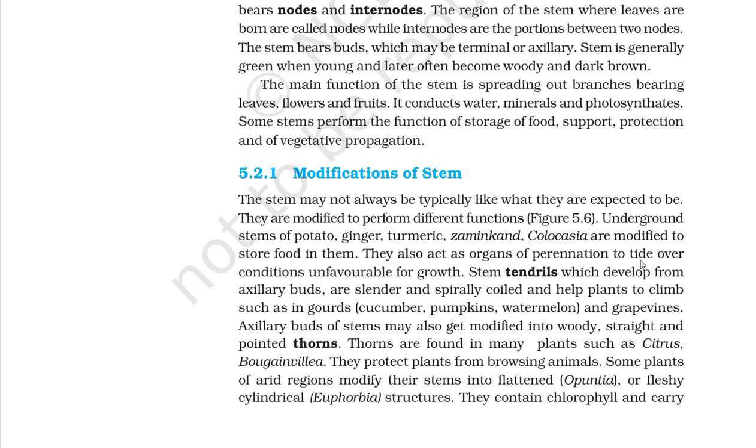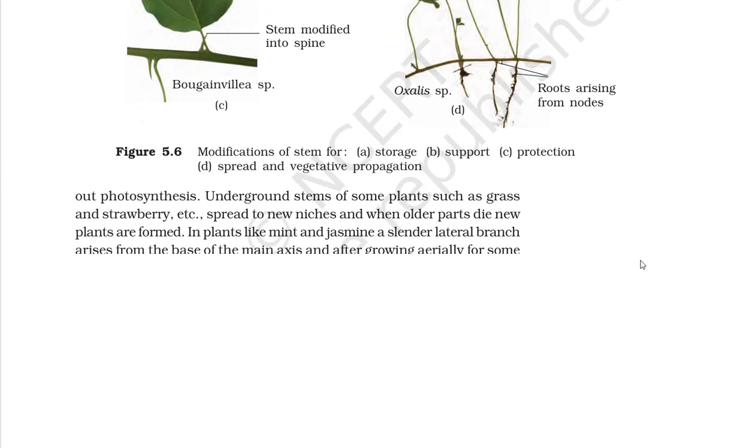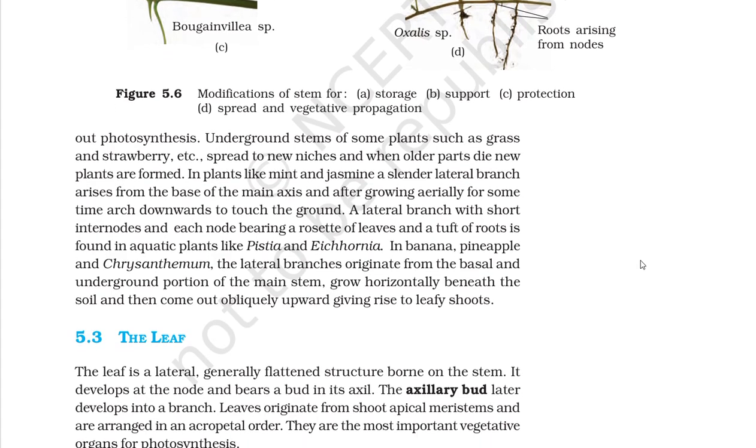Some plants of arid regions modify their stems into flattened Opuntia or fleshy cylindrical Euphorbia structures. They contain chlorophyll and carry out photosynthesis. Underground stems of some plants, such as grass and strawberry, etc., spread to new niches, and when older parts die, new plants are formed.